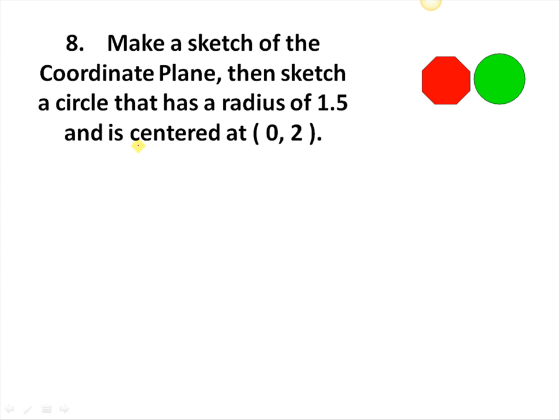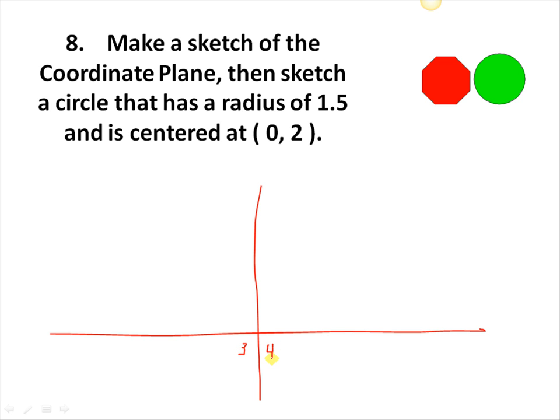Number 8. Make a sketch of the coordinate plane, then sketch a circle that has a radius of 1.5 and is centered at the ordered pair (0, 2). Click on the stop sign. Okay, let's see. We're going to make a sketch. Looks to me like this is going to be in the first and second quadrants. So I'm not really needing to do a whole lot here. I didn't spend a whole lot of effort drawing anything of the third and fourth quadrants, which are these two down here.